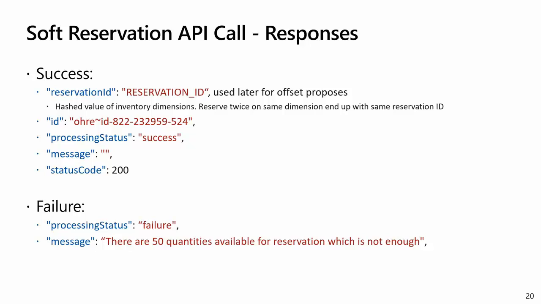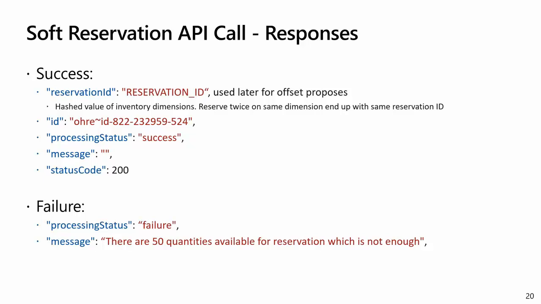This reservation ID is used for later offset purposes. And then we have an ID specified in the request body and a processing status of success. There will be no additional message inside the success response body.